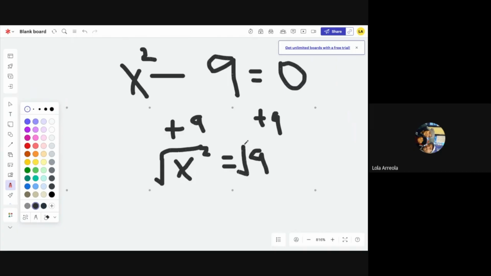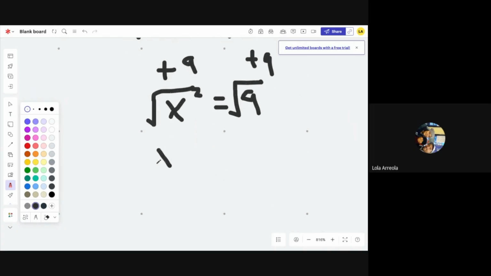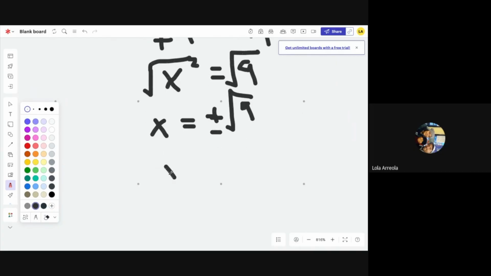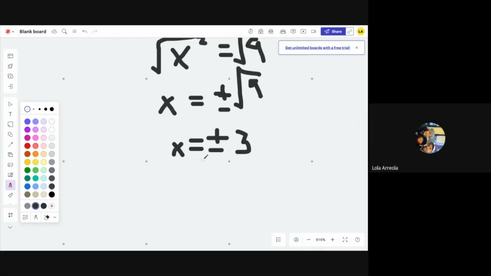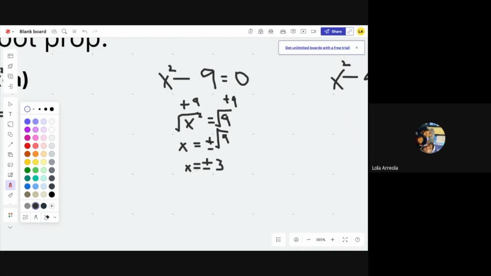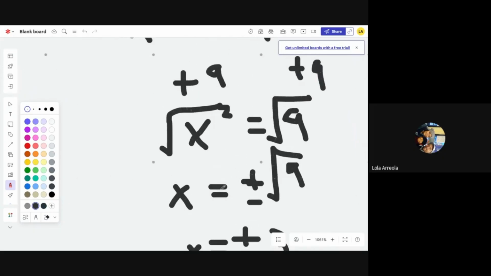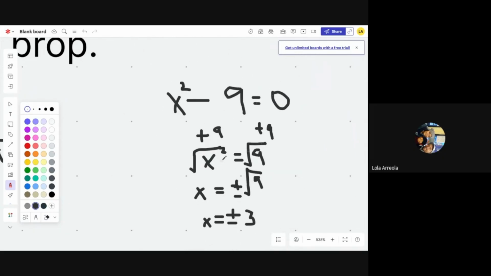Okay, now here's where the square root property comes in. I take the square root of both sides. And whenever I am the one putting the square root, I have to remember that I have the positive and negative version of the square root of 9, which in this case is 3. It's a perfect square. Not always is it a perfect square, but in this case it is, so I have x is equal to plus and minus 3. So this is me actually doing the work.